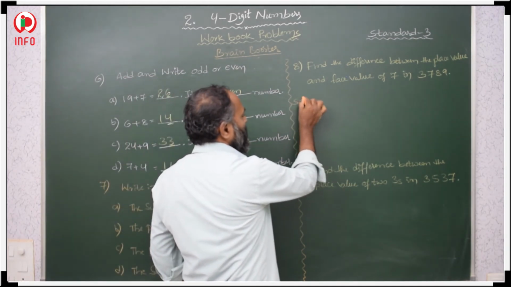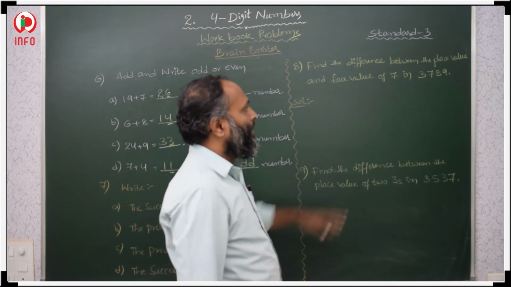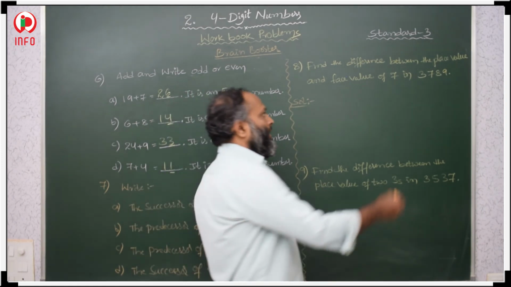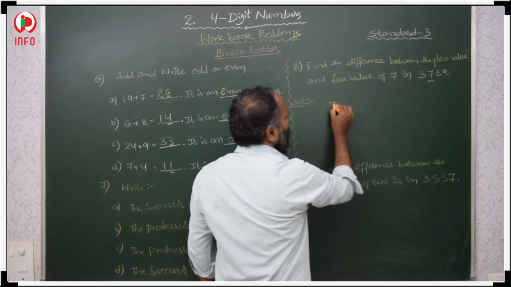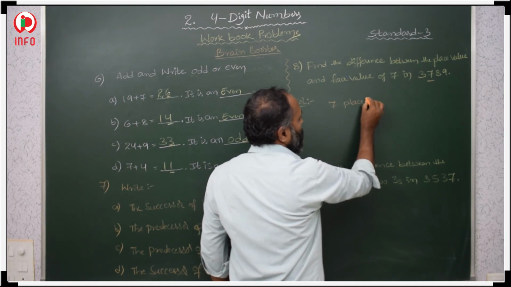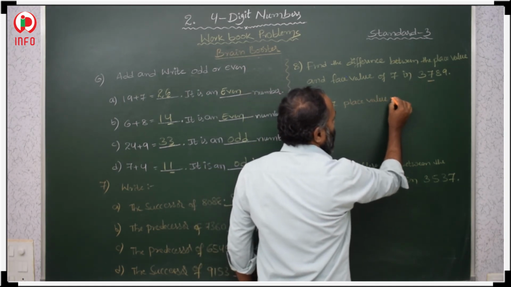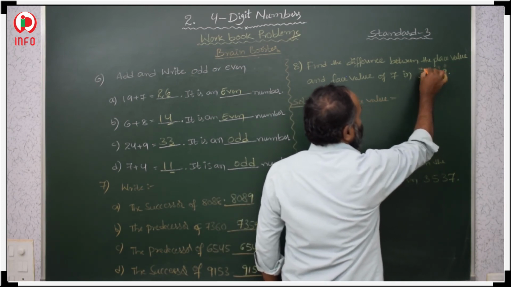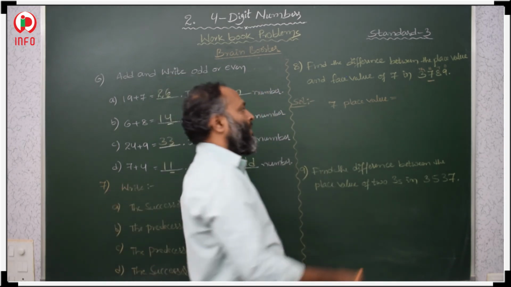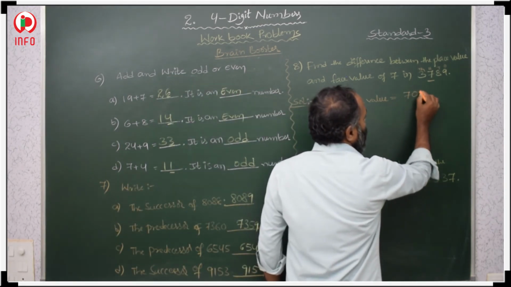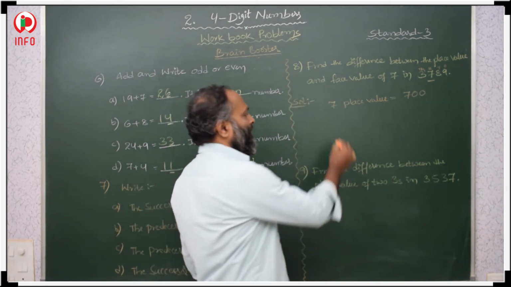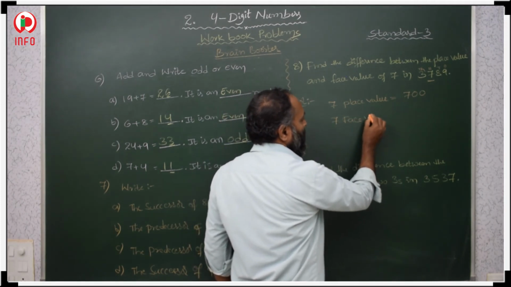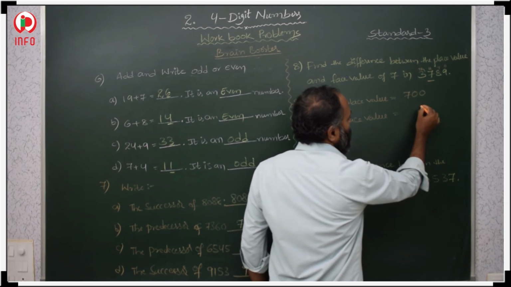Now, here find the difference between the place value and face value. Place value and face value of the numbers we have to find. Here 7, the place value of 7. 7 is in the hundreds place: ones, tens, hundreds, thousands. So the place value is 700. Then the face value of 7 is 7 only.